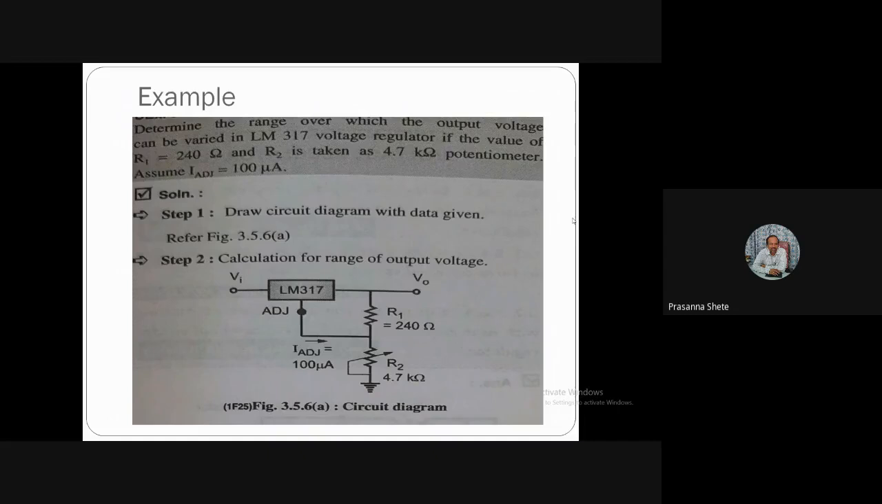Now see how to solve this problem. We have drawn the diagram. We know the output voltage is given by the formula which we have seen previously. We have R1 as 240 ohms and R2 as a 4.7k potentiometer. So that pot will have a minimum of zero and a maximum of 4.7k. So we can calculate the range of output voltage. The formula, written as equation number 1, is VO equal to V reference into (1 plus R2 upon R1) plus I adjustable current into R2.